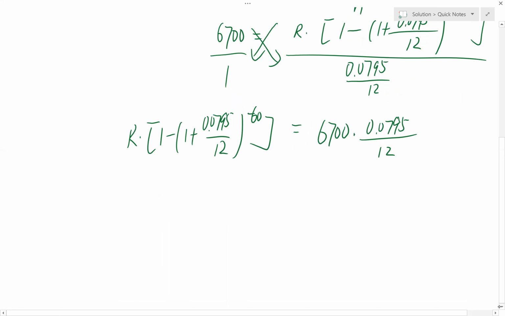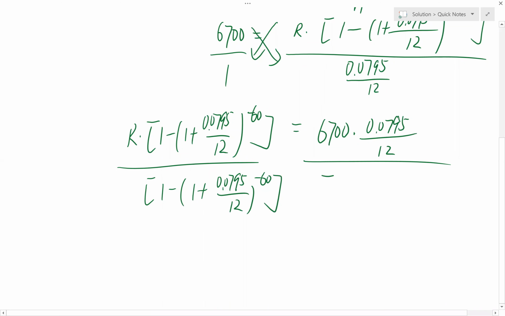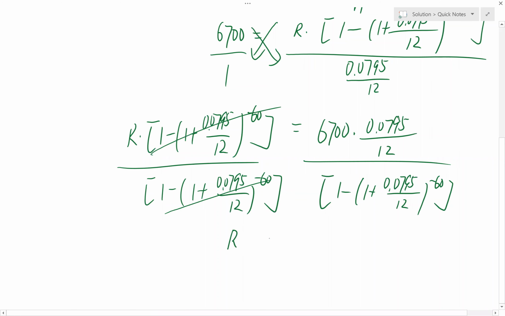So one last thing before we get to the actual number, dividing both sides of the equation by the square bracket. Same concept applies on the right hand side. All right, so cancel the big square bracket, and the regular payment is by itself. And let's see what that number looks like.